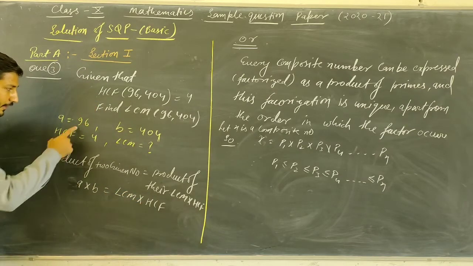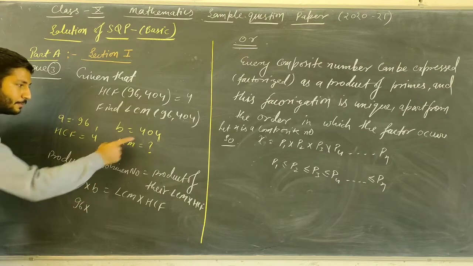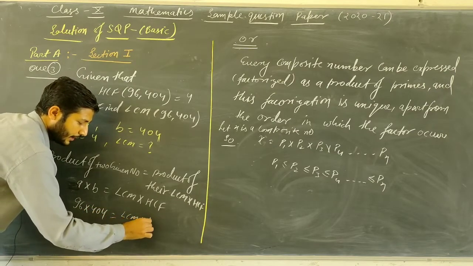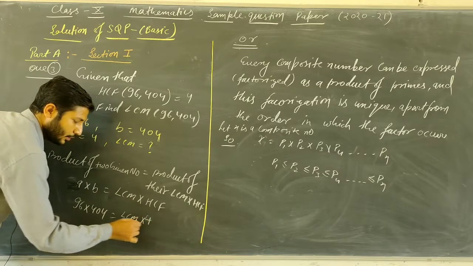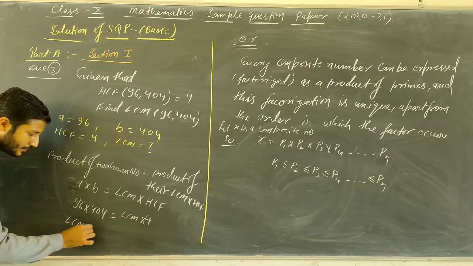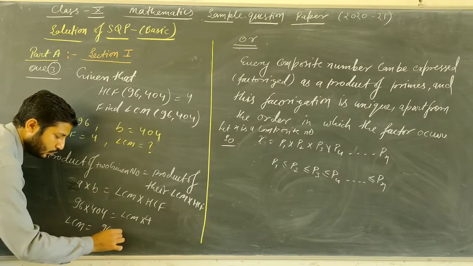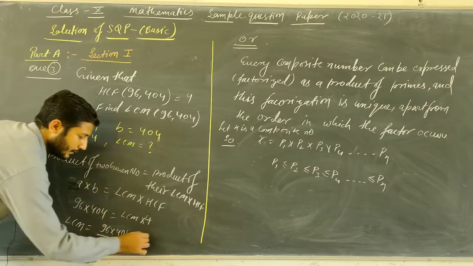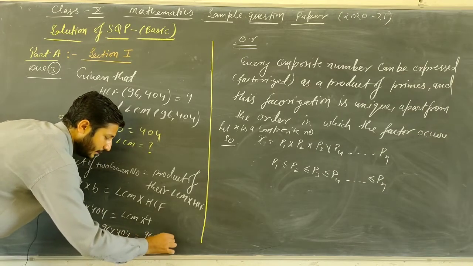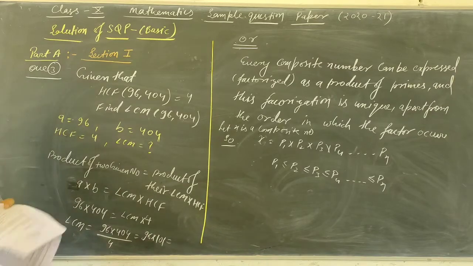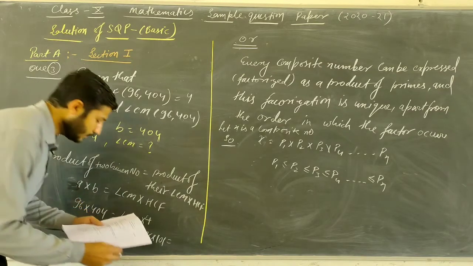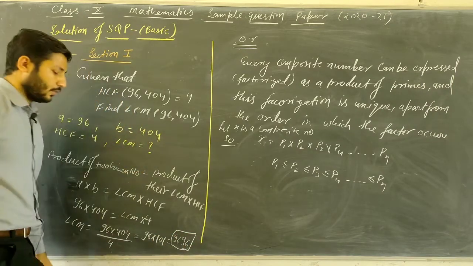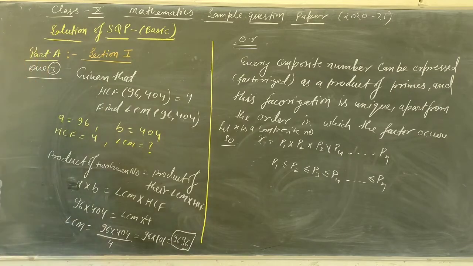Okay, the value of A is 96, the value of B is 404, which is equal to LCM into HCF. What is the value of HCF? 4. You have to calculate LCM. LCM is equal to 96 into 404 divided by 4. When you simplify this term, 96 into 101, when you multiply this, then you get the answer 9696. This is the answer for question number 3, first part.